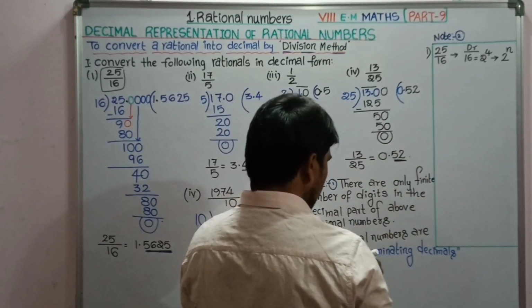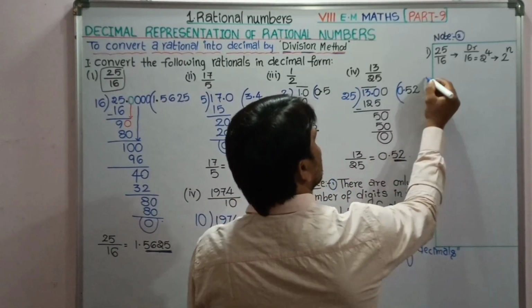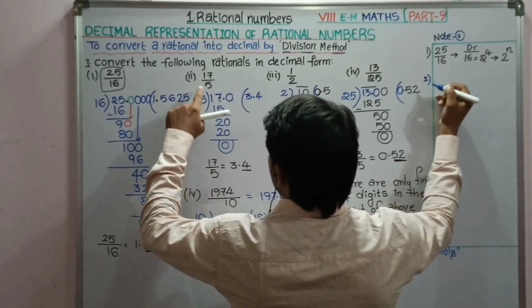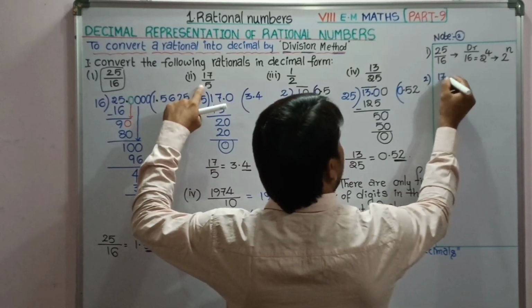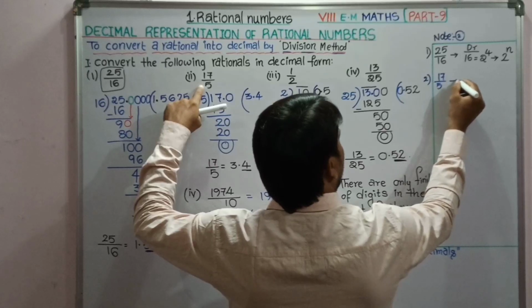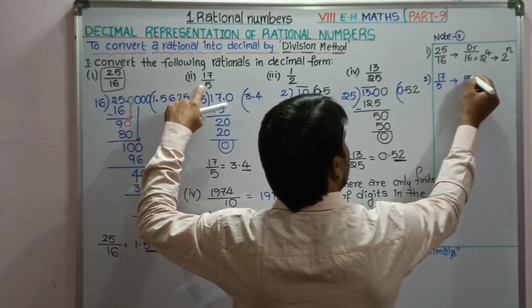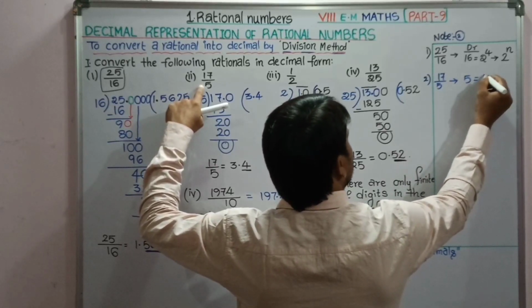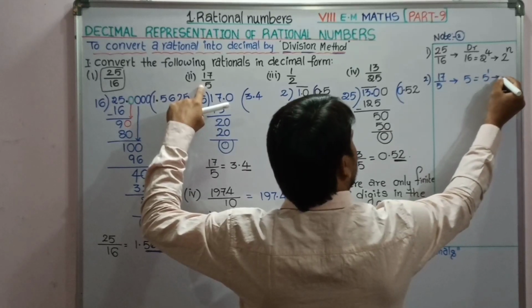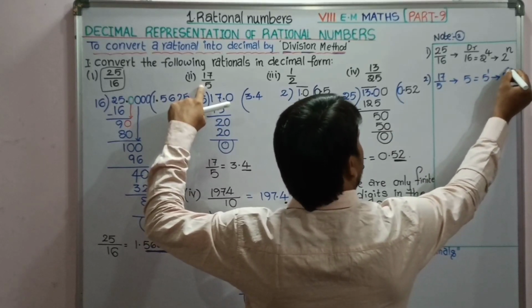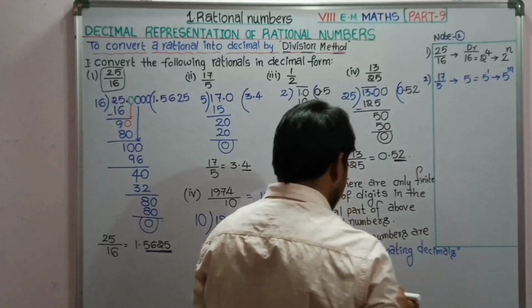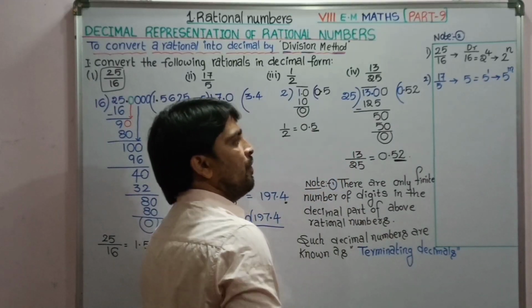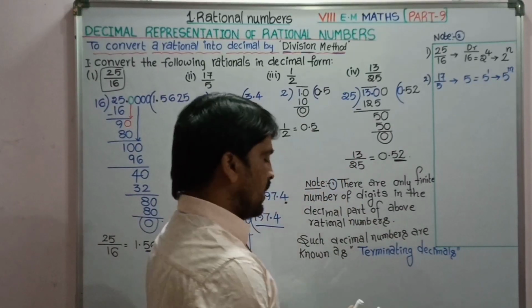And the second one. What is the second rational number? 17 by 5. What is this denominator? That is 5. 5 is a prime number, so 5 can be written as 5 power 1. It is of the form 5 power some whole number m.